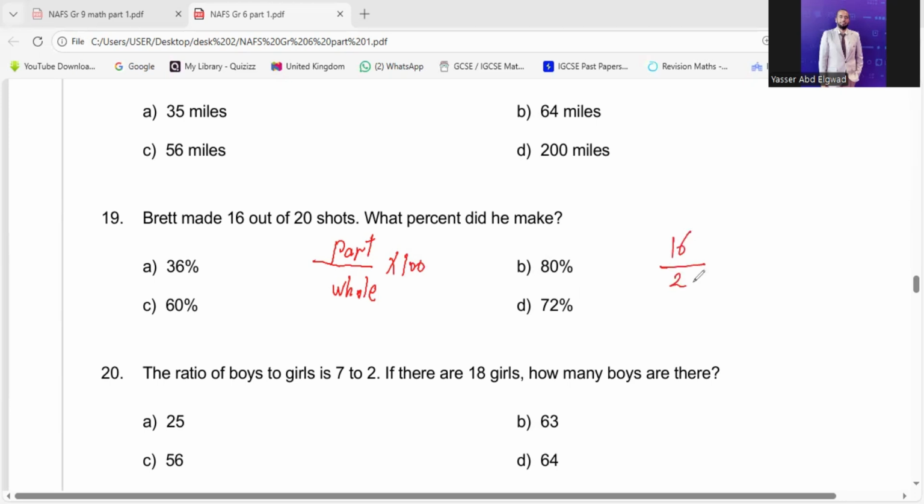16 out of 20. To get any percent, you just multiply by 100%. Here is multiply by 100%. Cancel the 0 and the 0. 10 divided by 2, we get 5. 5 multiplied by 16, we get 80. The answer is going to be 80%.